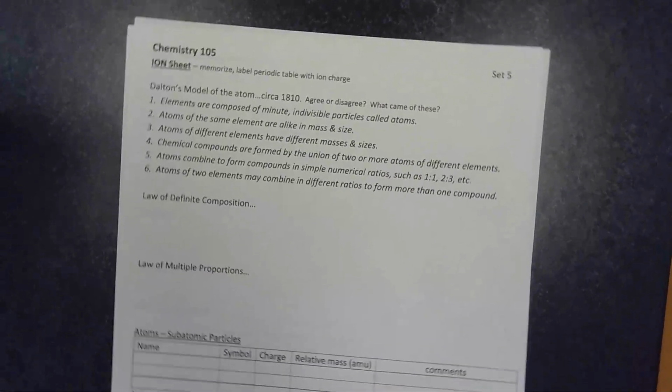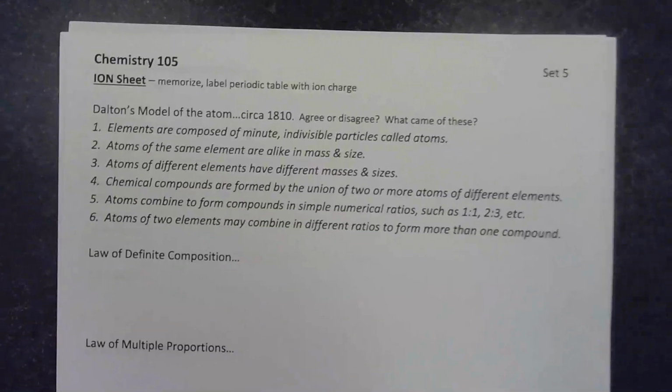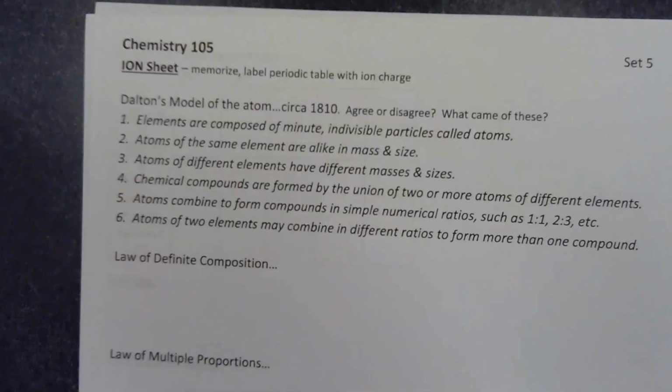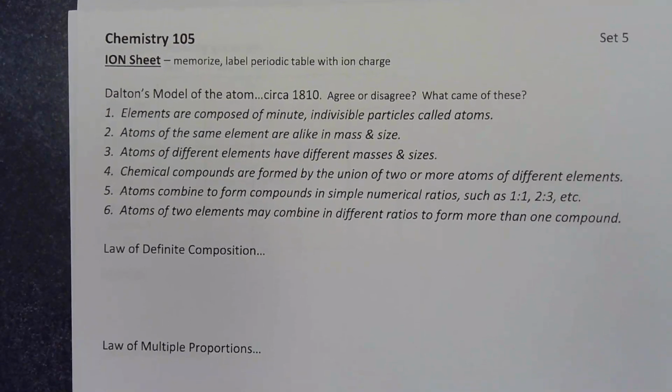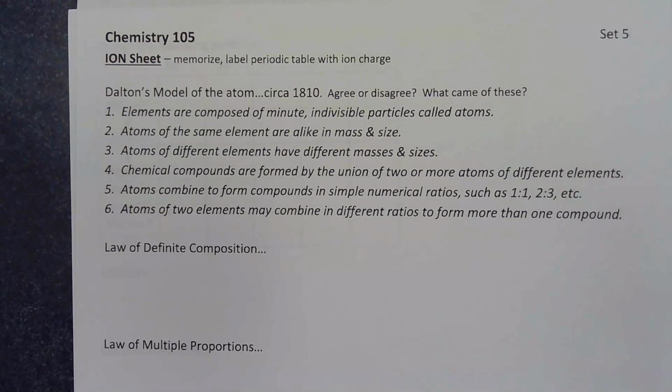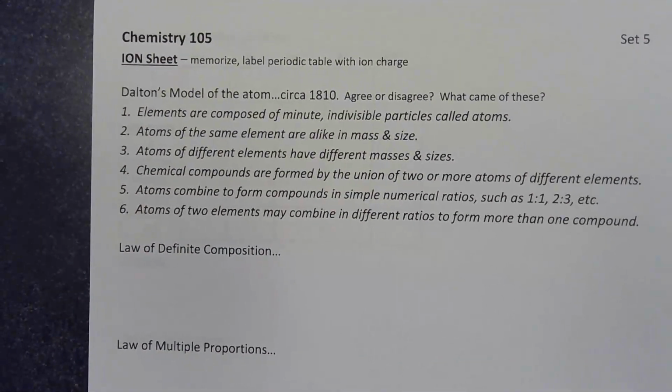Okay, so I have talked to you about the ion sheet. I asked a student and they reminded me that yes, I have gone over the ion sheet. Is that correct? Okay. All right, so I'm not going to go over that again with you. Have we also labeled our periodic table? Okay, that's what I thought. So we are ready then to go straight into Dalton's model of the atom.